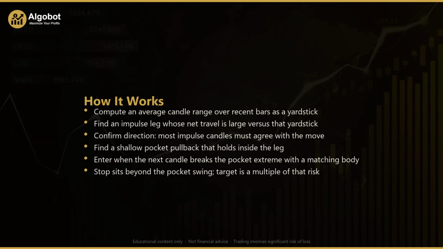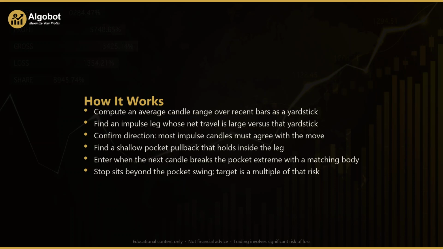Fourth comes the trigger. For a long, the most recently closed candle must close back above the pocket high, and it must be an up candle with a bullish body. That is the resumption signal. For a short, the mirror applies. A strong down impulse, a shallow bounce, and a candle that closes below the pocket low with a bearish body. When that fires, the trade goes on. The stop loss is anchored just beyond the pocket extreme, padded by a buffer equal to a fraction of the impulse range.